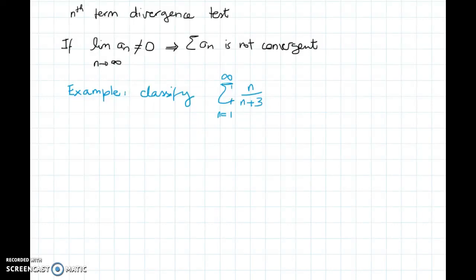In the last video, we stated the n-term divergent test. This result says that if we have a sequence whose limit when n approaches infinity is not zero, then the associated series is not convergent.